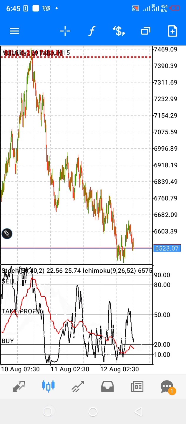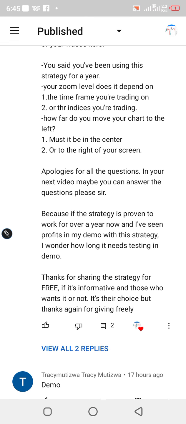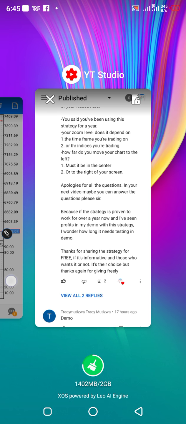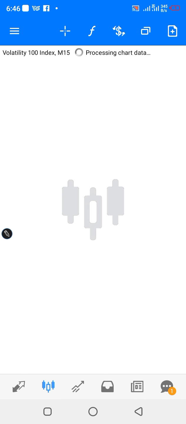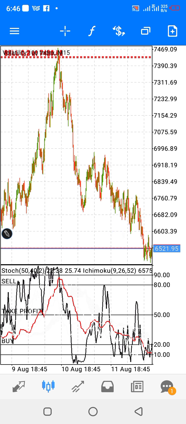Now, you were also saying that the strategy is proving to work for over a year now, and I've seen profit in my demo with this strategy, I wonder how long it needs testing in demo. Okay, so the only difference between a demo and a real account is fear. That is what I want to say.